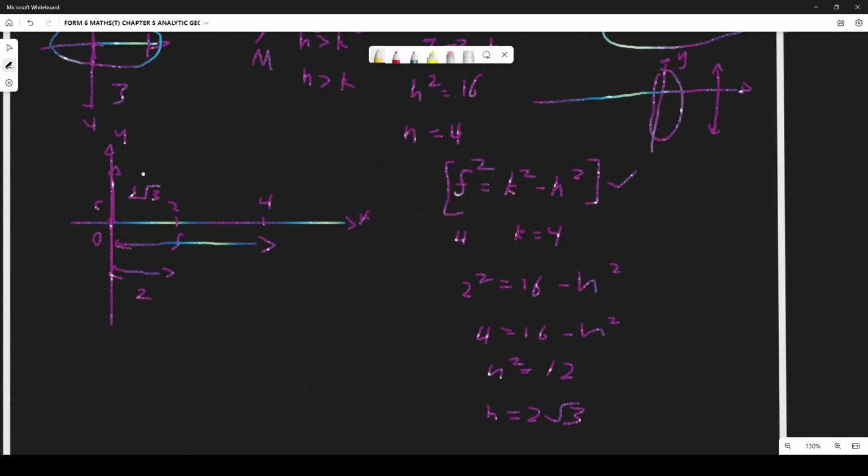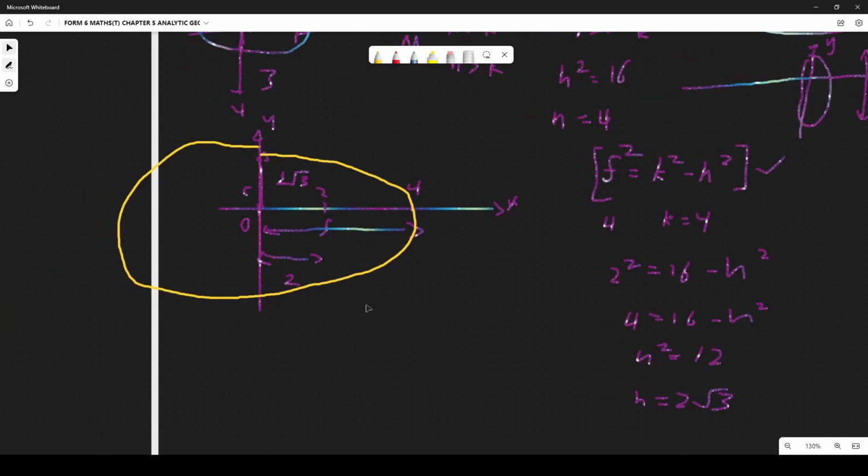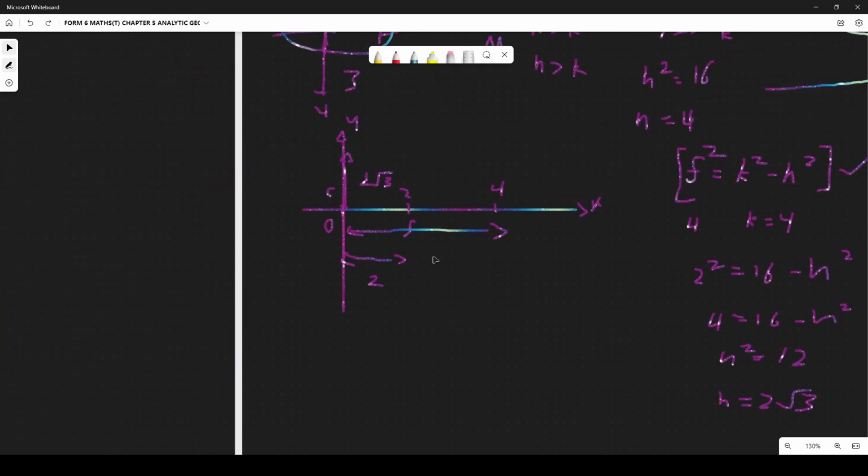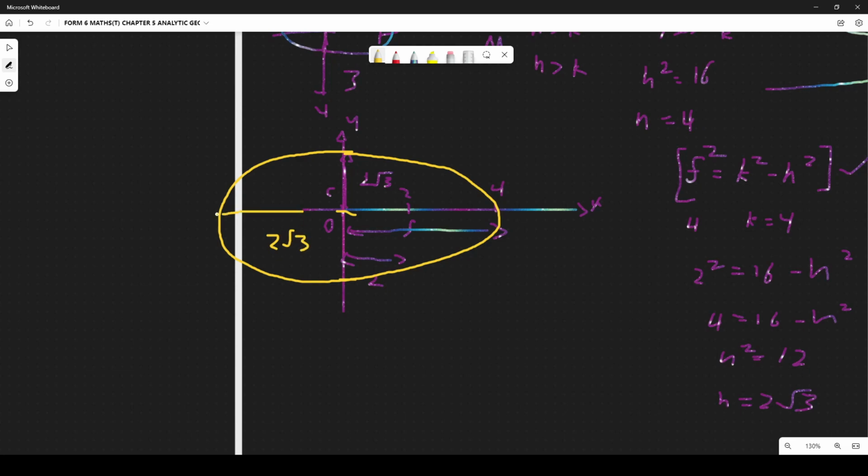So if I were to sketch this, can you see yellow? It's nice. I want to sketch this potato. It'll look like this. 2 root 3, this distance is also 2 root 3, and this distance will be 4.